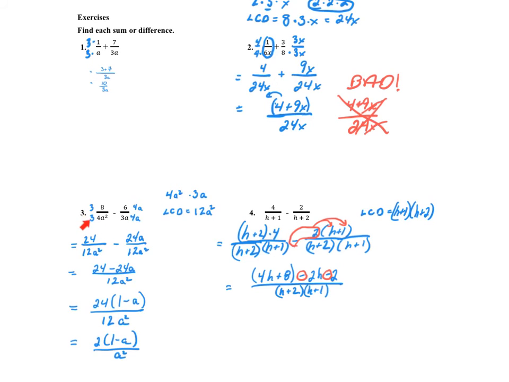So I just multiplied this side both by 3 on the top and the bottom, and this side by 4a on the top and the bottom. Matched the denominators, did the operation on top, and then did a little bit of factoring here. So 24 divided by 12 gives me 2. I can simplify, and away you go.